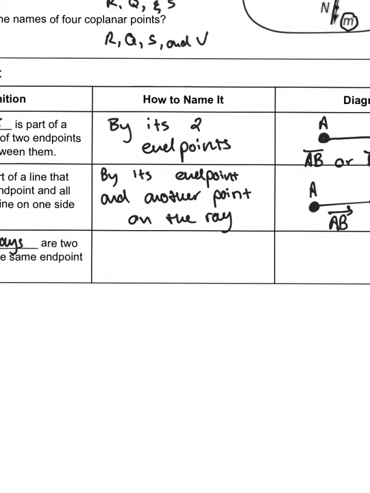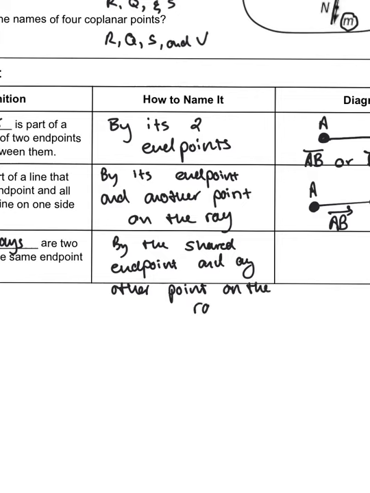Okay, and we name them by the shared endpoint and any other point on the ray. Okay, so here I have a line. Let's say this is our endpoint. We'll call it C. Point here, this is A, this is B. So we could say CA and CB are our rays.